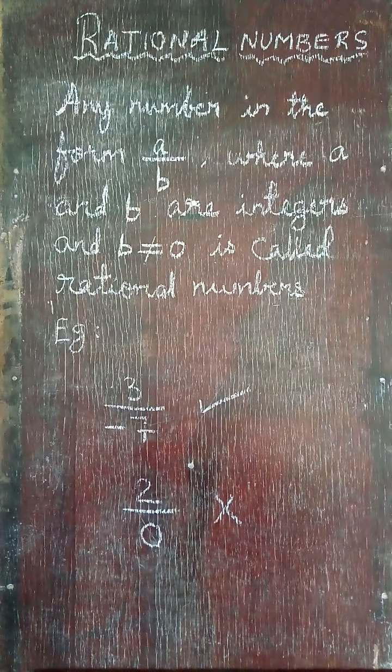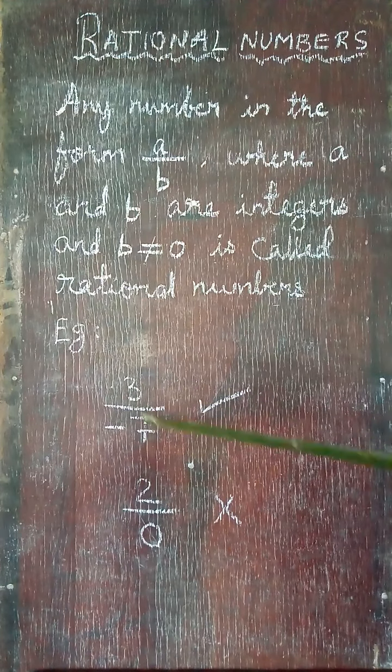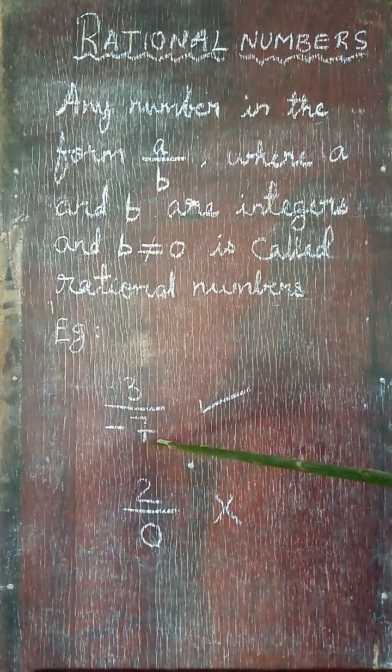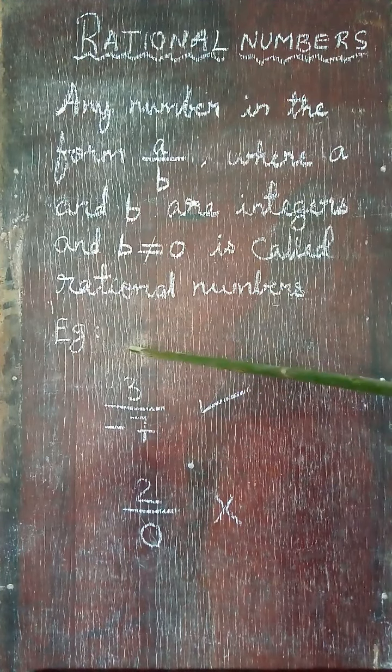We will see some other examples. 3 by minus 7, is this not a rational number? It has the a by b form. 3 is an integer, minus 7 is also an integer. b is not equal to 0, it is minus 7. So it will come under rational numbers.